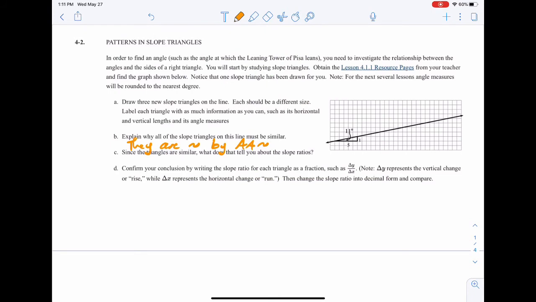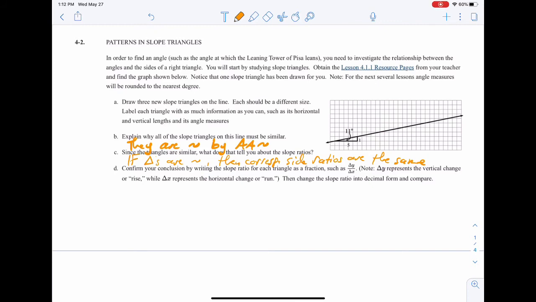Hopefully you remember that if triangles are similar, then corresponding side ratios are the same. Therefore, all the slope ratios will be the same.